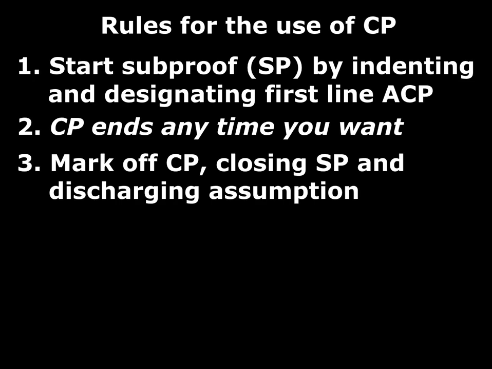Okay, so let's go back to the rules. That was rule 2. Rule 3, once you've decided you want to end your conditional proof subproof, you mark it off. Sometimes that's called discharging the assumption, and that closes your subproof. This is like you indicating that that whole part of the proof was just pretend.